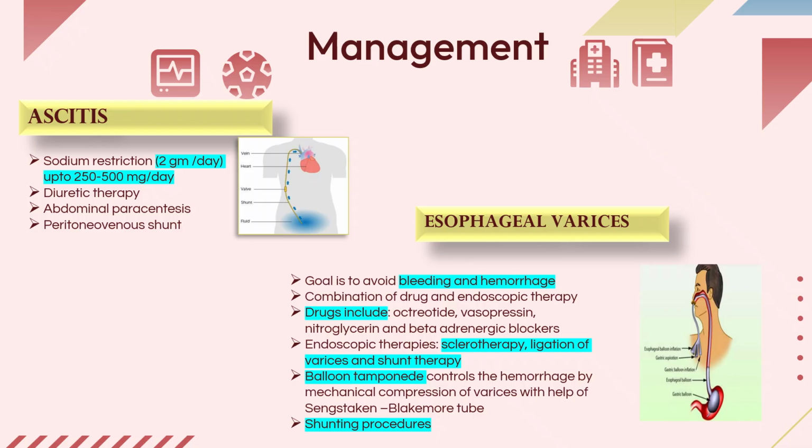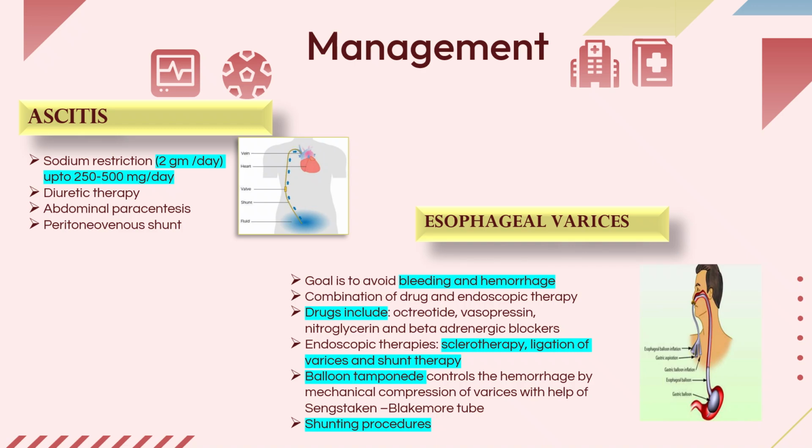Diuretic therapy we will give, and in your diuretic therapy we will include potassium sparing diuretics like spironolactone, loop diuretics like furosemide, and thiazide diuretics like chlorothiazide. And we will also make way for abdominal paracentesis to remove the ascitic fluid. And we have peritoneovenous shunt.